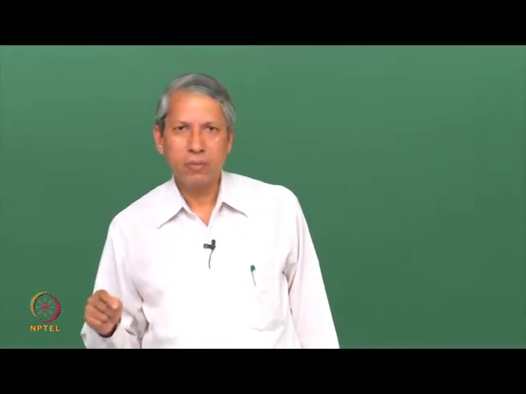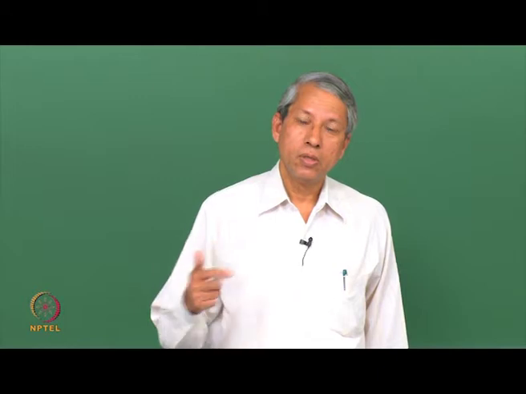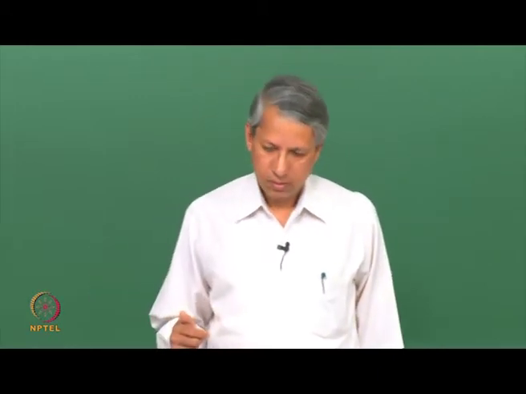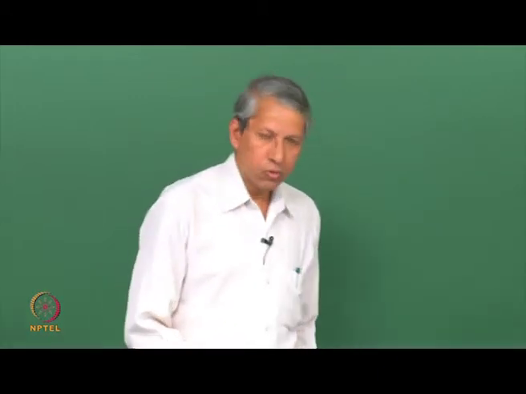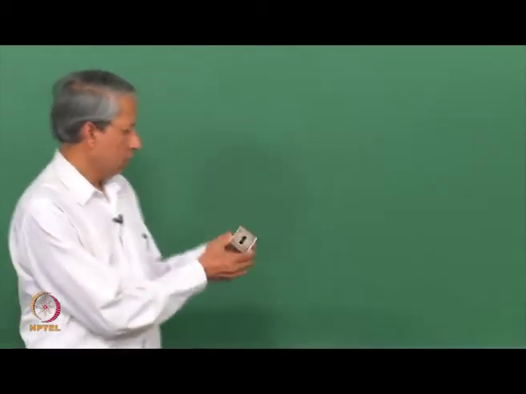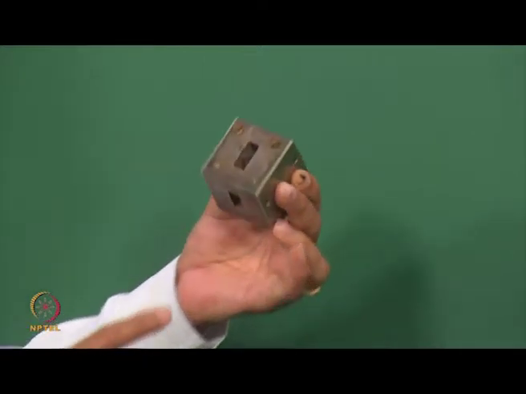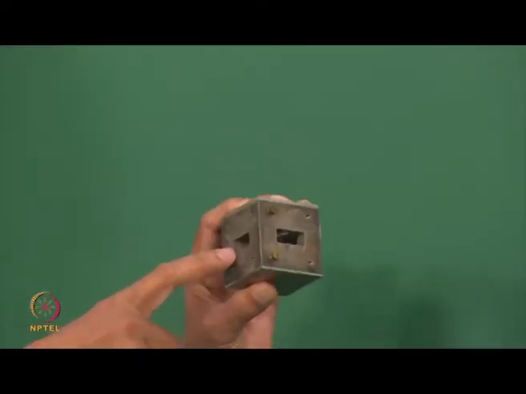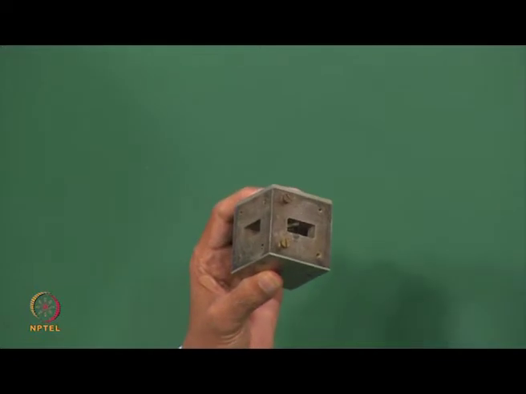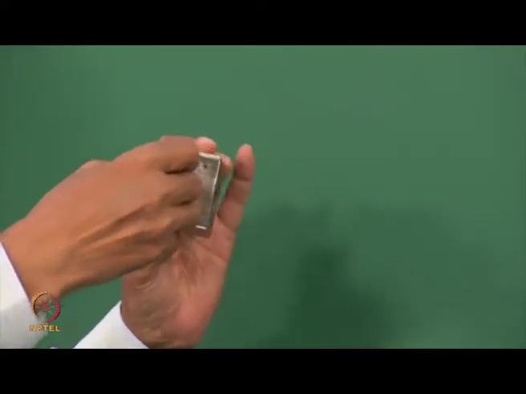So, we need to have the microwave from the klystron go to the cavity, and when the power is reflected from the cavity, it should not go back to the klystron, it should go back to the detector. So, for that we use a special microwave component called a circulator. This is shown here. See, it has got 3 holes, one here, here and there, and they are all connected.